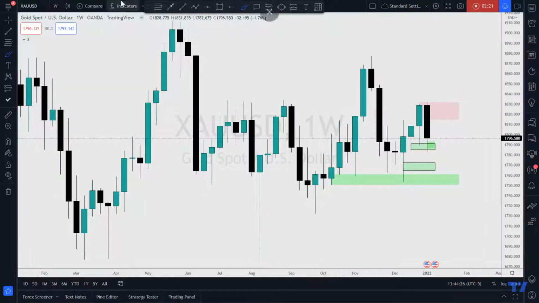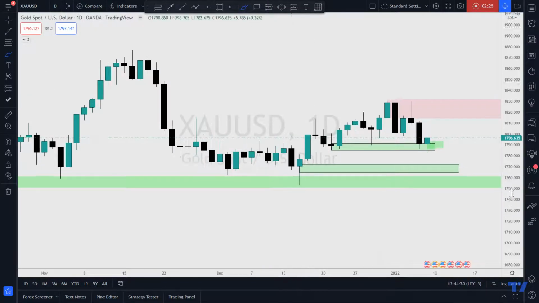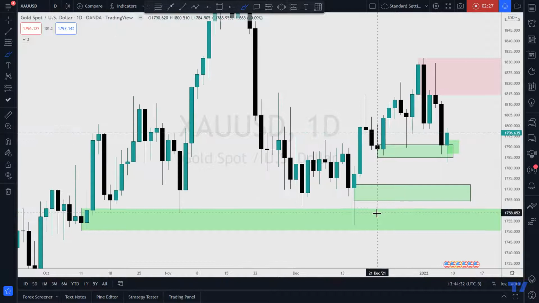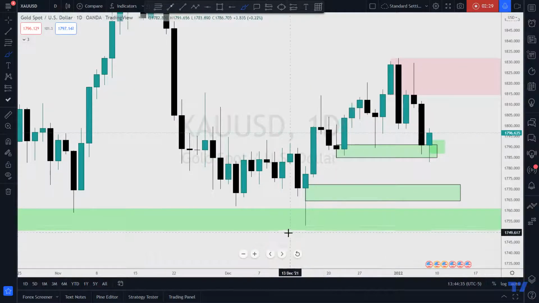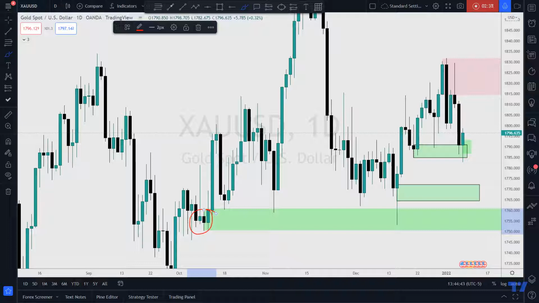Now, let's go to the daily. And on the daily, what do we see? We are back at this strong low, the strong order block, this bullish order block here that we marked out on the weekly.